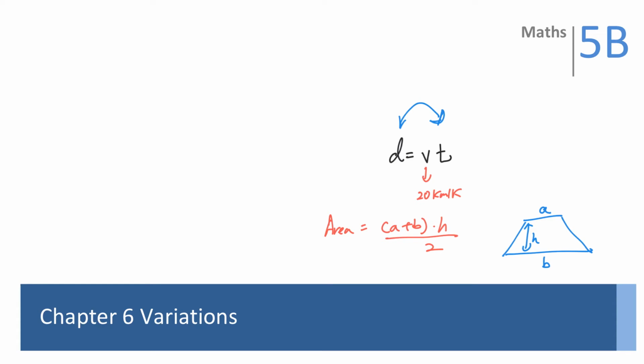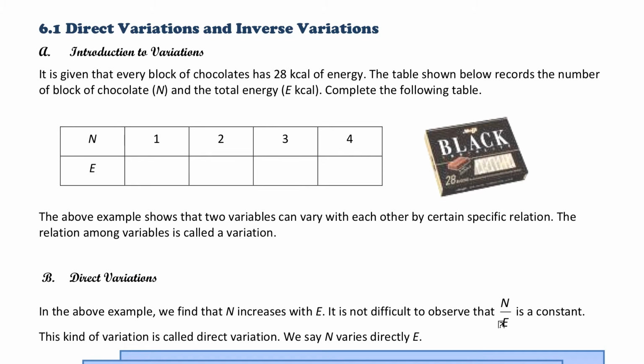Let's see another example, page 2. In this topic, we'll only discuss 4 special variations. The first one is direct variations. This is one of the direct variations examples. It is given that every block of chocolate has 28 kcal of energy. N represents the number of blocks of chocolates. So when N is equal to 1, the energy is equal to 28. When N is equal to 2, the energy is equal to 56.